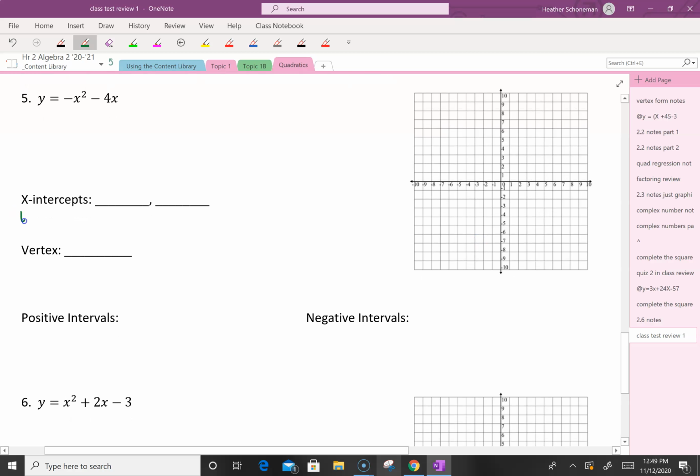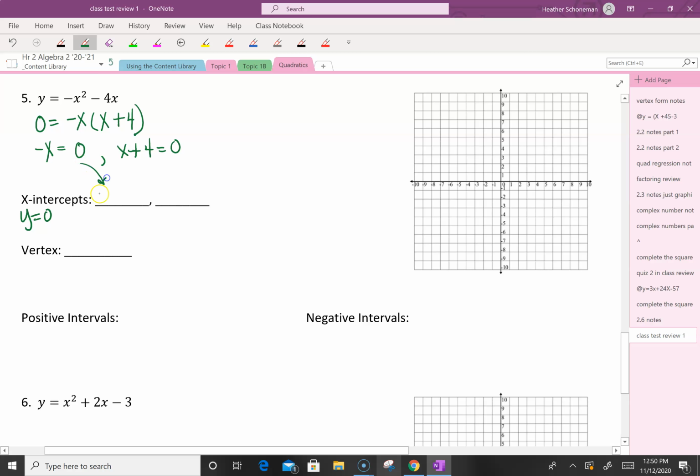To find the x-intercept, we have to plug in 0 for y, and now we have to factor it. We cannot factor it with a leading coefficient of negative, so we know we have to take out something, but this one I can take out more than a negative 1. I can actually take out a negative x, and negative x squared divided by negative x is positive x. Negative 4x divided by negative x is positive 4. Now I don't have to factor anymore because these are just x's, not x squared. So now I know that negative x equals 0 or x plus 4 equals 0.